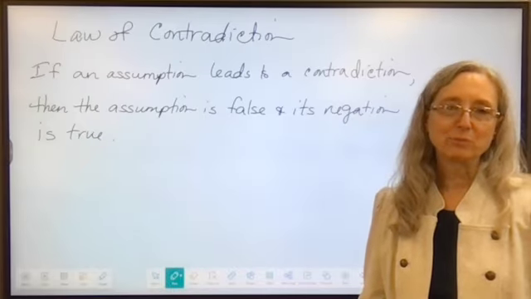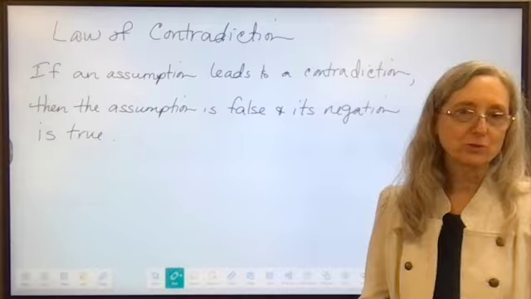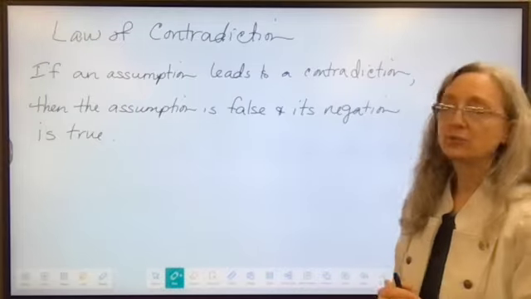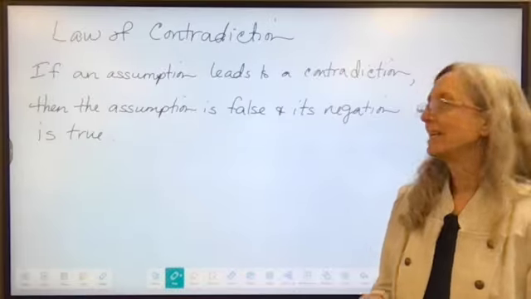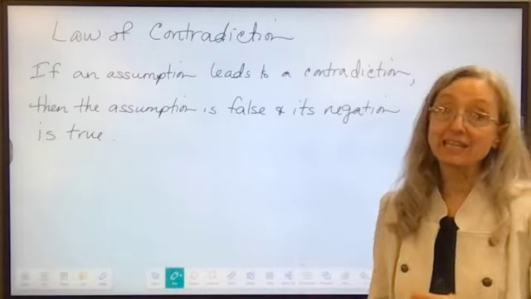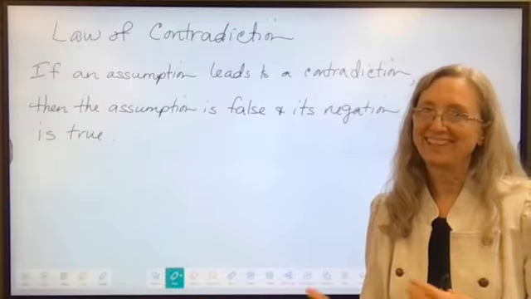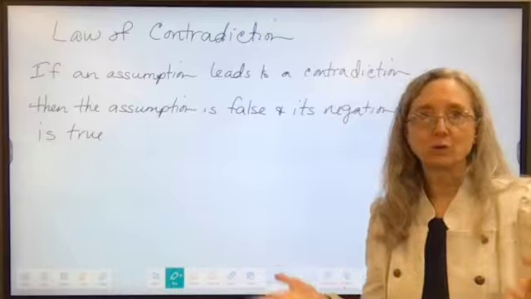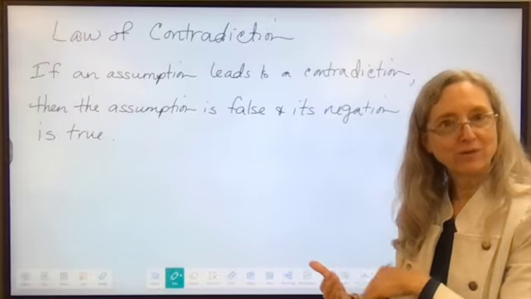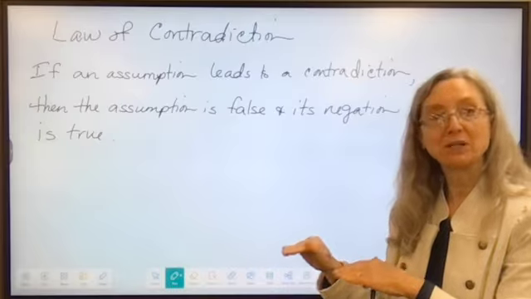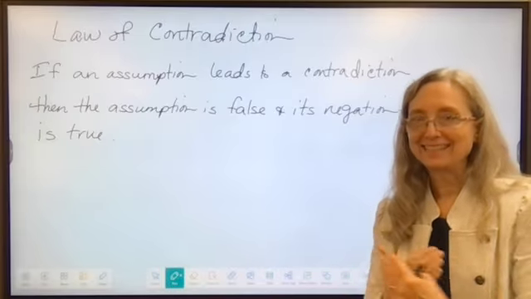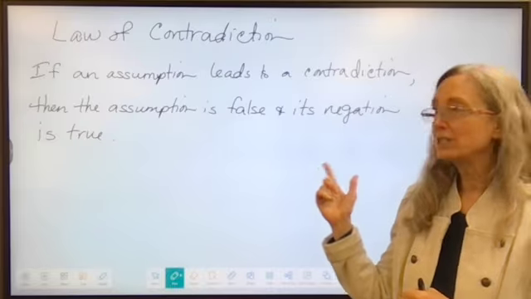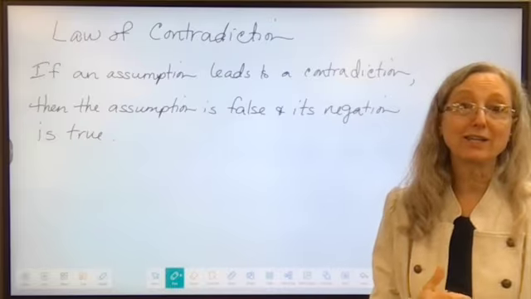Let's see if I can make some sense out of it. The reason indirect proofs work is because of the law of contradiction, which basically says that if an assumption leads to a contradiction, then that assumption must be false and its negation then is true. And that's the whole point. Remember, we negated what we're trying to prove. We showed that didn't work, so therefore the original proof statement must be true. That's the indirect way to prove something that is true. So this is the law of contradiction, and it's why it works.